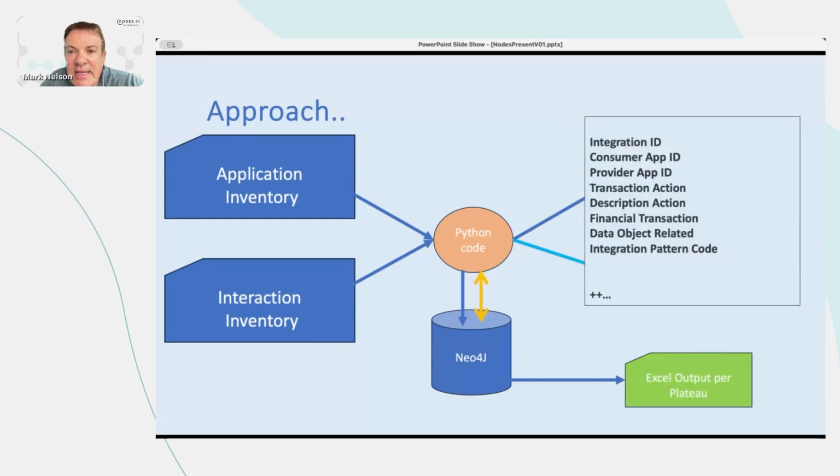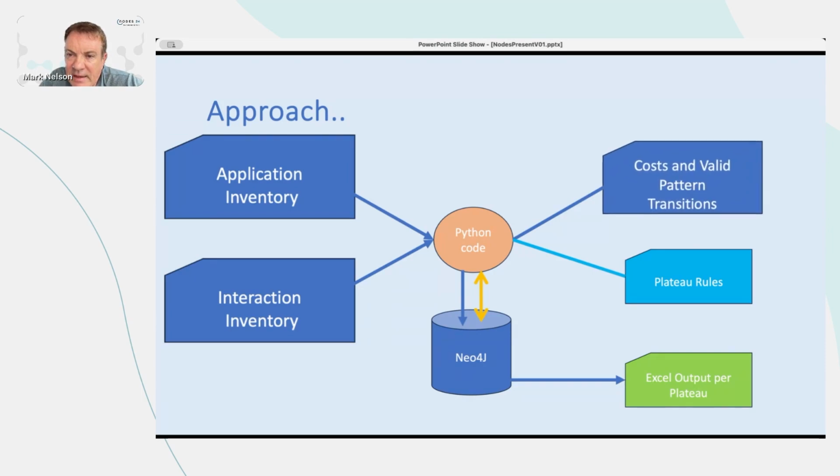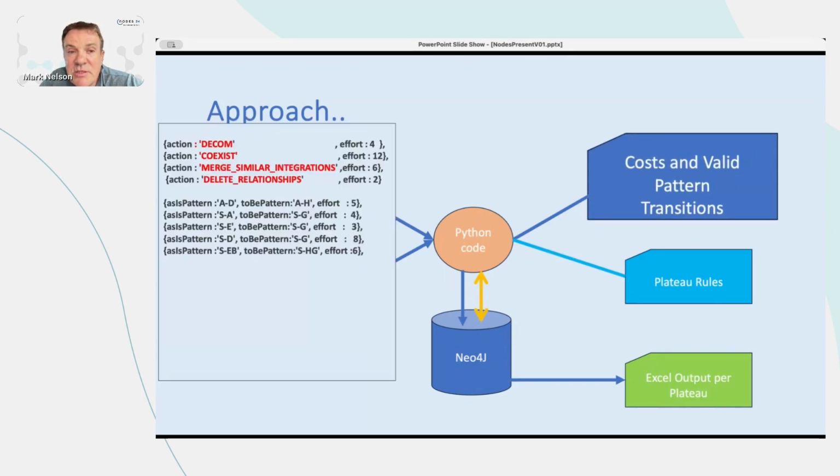So we need a unique ID, and it has to be created, and then the consumer and the provider details, and the integration pattern code. All the other stuff is additional, but useful for understanding what's happening. And then you have to determine what the cost estimates are. Action to decommission, coexist. These are arbitrary effort amounts, any units you like. So for the action, there's a cost against each time you do it. And then there are the pattern transformations that are allowed. So if I have an AD, it'll go to AH, whatever that means for the particular organization, with an effort.